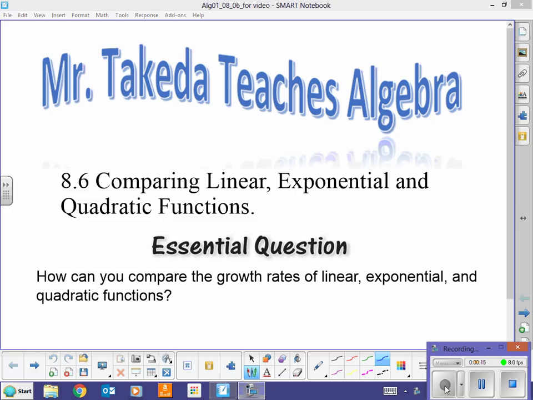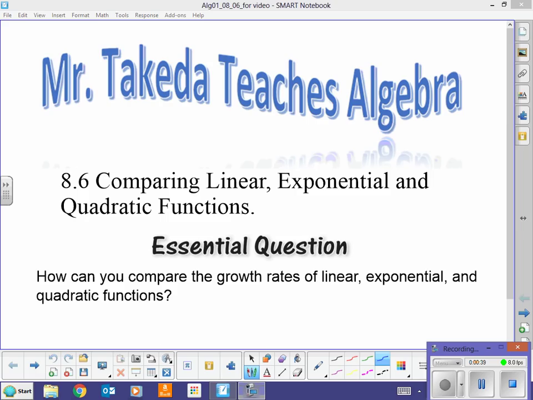This is lesson 8.6, the final lesson in chapter 8. And today we're going to talk about comparing linear, exponential, and quadratic functions. We've dealt with all of these so far, so this shouldn't be too different for you. Let's go. How can you compare the growth rates of linear, exponential, and quadratic functions?